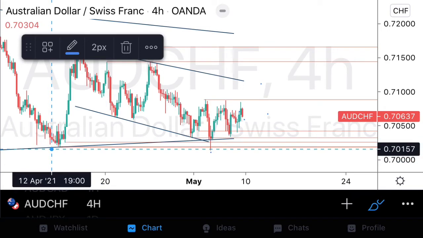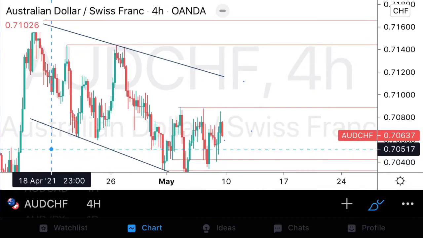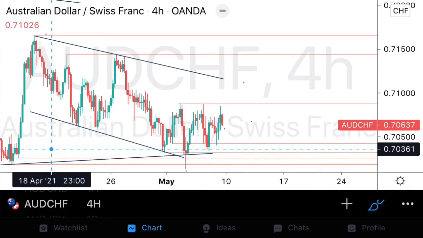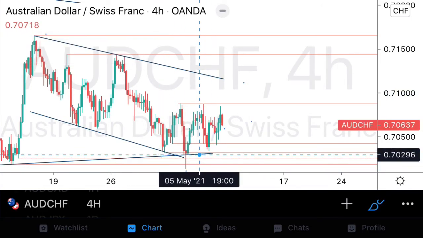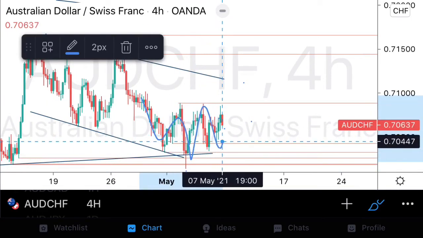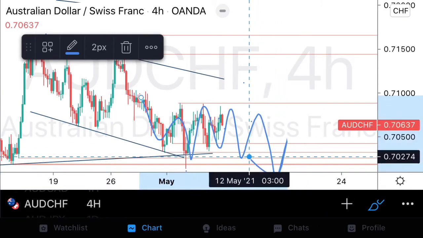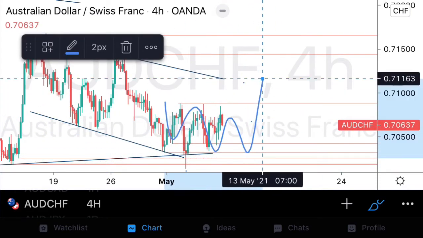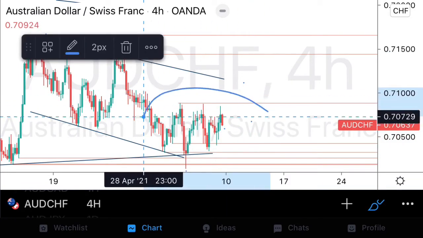So on Aussie Swiss franc, guys, I'm hoping for some potential upside. Looking at the current structure, you guys can see extreme highs over there and extreme lows over here, and price is within those extreme highs and those extreme lows. So we could assume this is either a redistribution or going to be an accumulation for some higher prices. So that's kind of what I'm looking at. I'm looking for an accumulation.